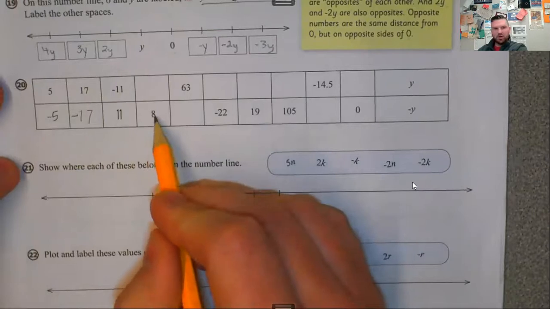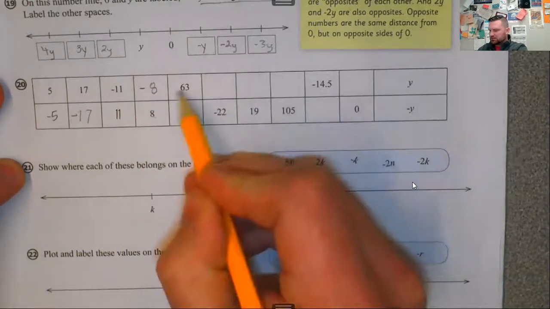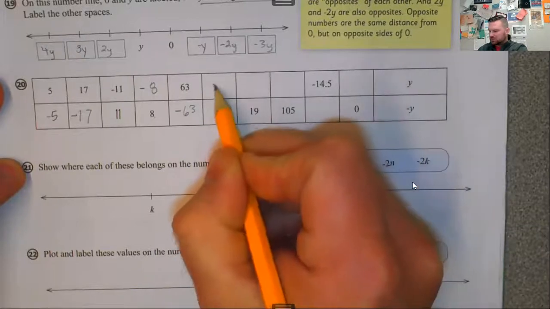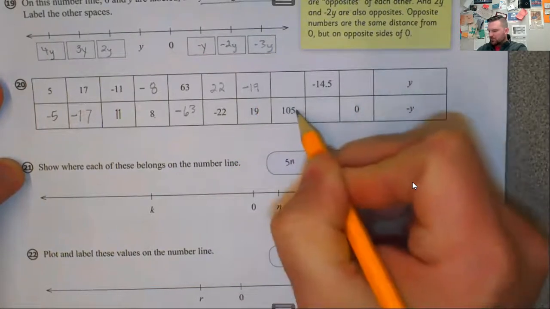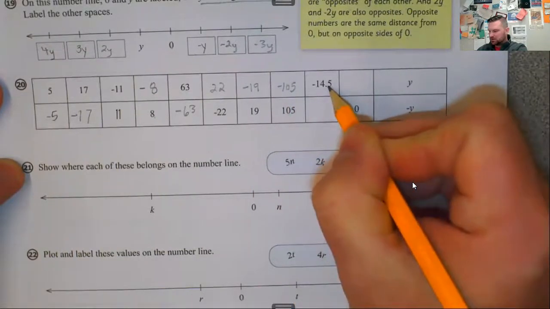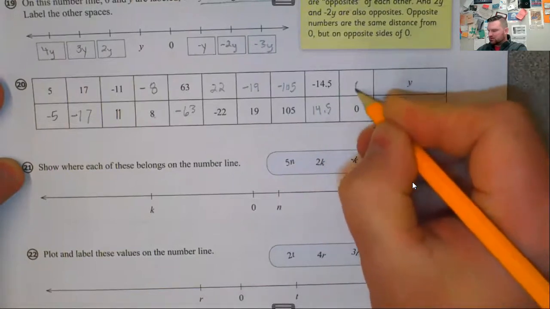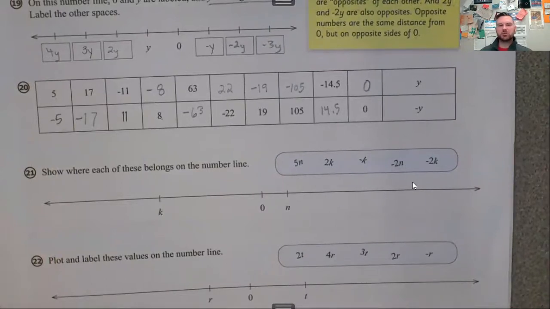Okay, here we have this one. Going the other way, we just change the sign. So 63, change the sign, negative 63. Negative 22, change the sign, 22. 19, change the sign, negative 19. 105, change the sign, negative 105. Negative 14 and a half, we change the sign, 14.5. 0, change the sign is 0, because 0 is both positive and negative, or some people say it's neither positive nor negative. So however you think of it.